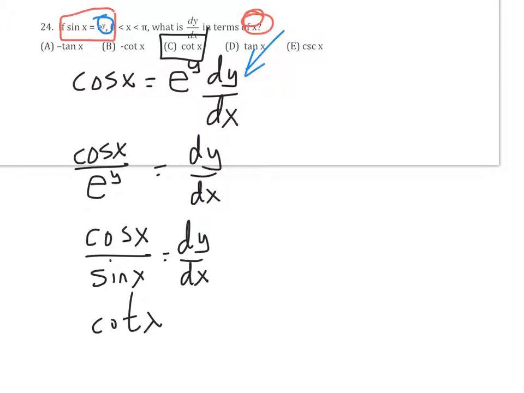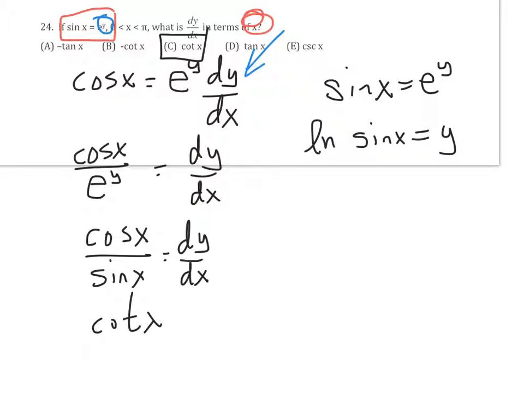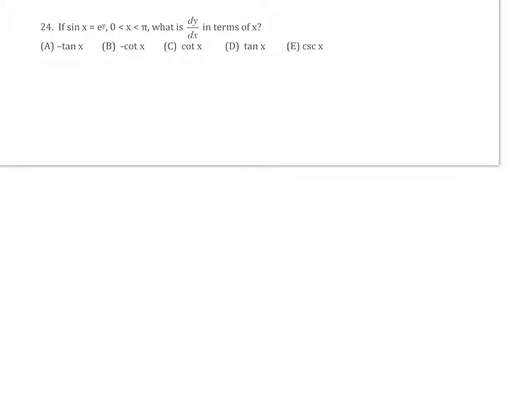The other way of doing that, this was the original problem. I can rewrite that with logarithms. That is log base e, which is ln of sine x, equals the exponent y. First derivative then is 1 over u du, 1 over sine x, and du is cosine x. Voila, you end up with the same thing, cotangent x. Either way works. Let's see, do we have any more? Okay, so move on.